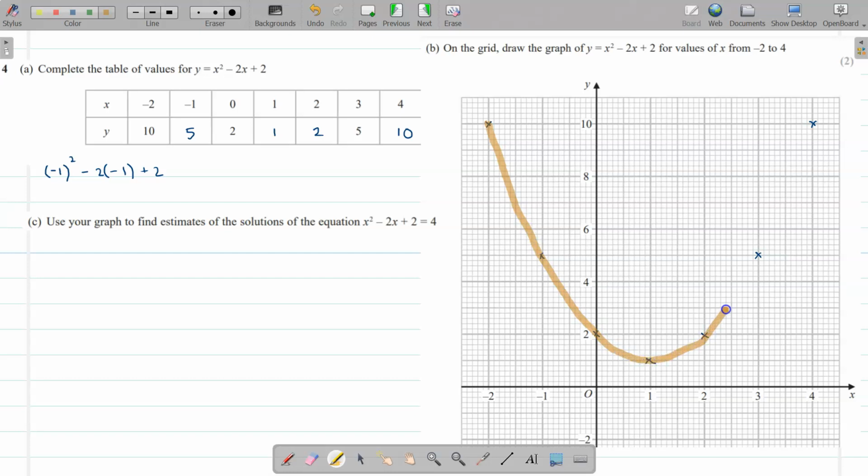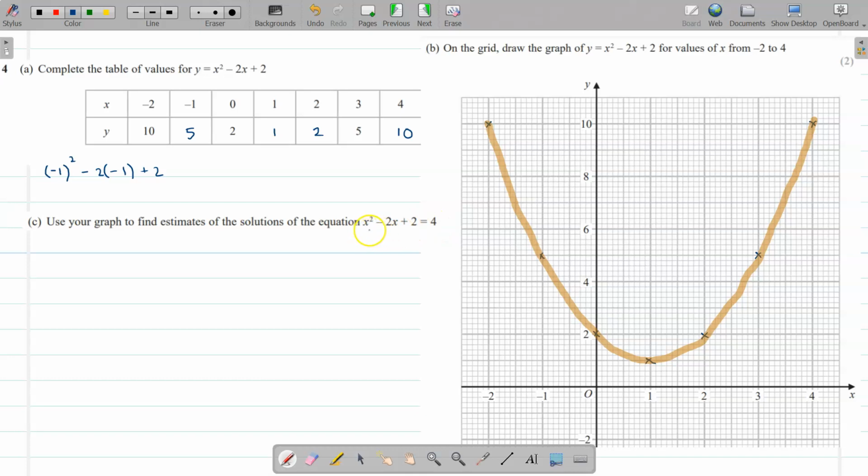Okay, and well, surprisingly better than I thought it was going to be. Okay, well, there's my attempt at that with a very fat line. What I'm going to do now is, that will get me the next 2 marks. What I'm going to do finally is use it to find estimates for this equation's solutions.